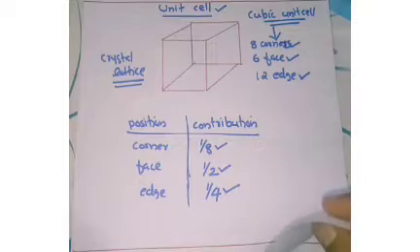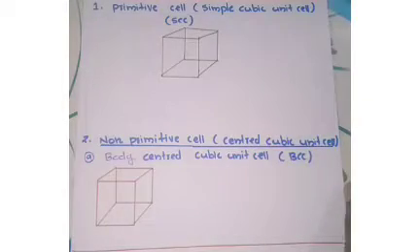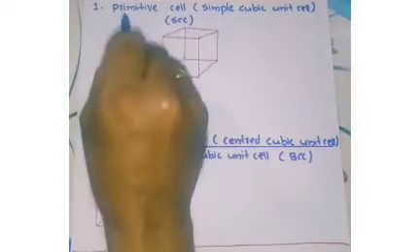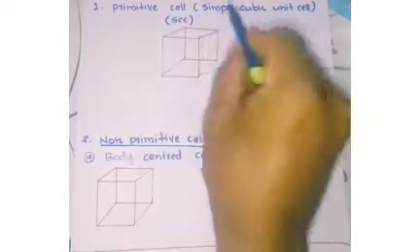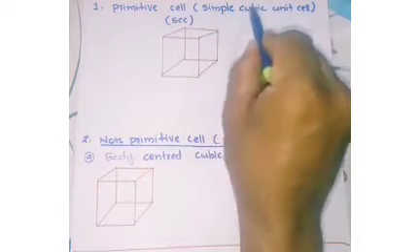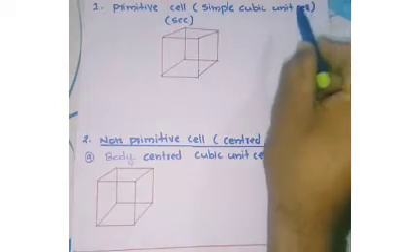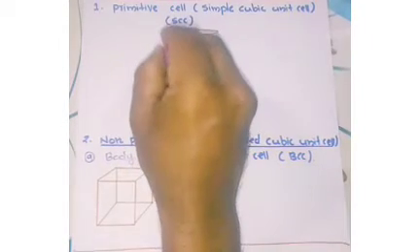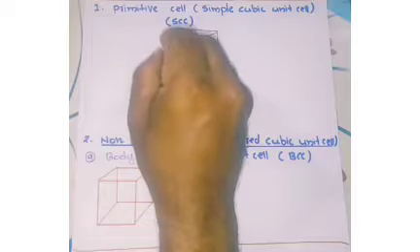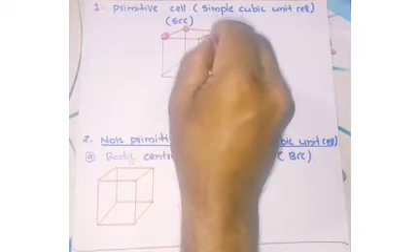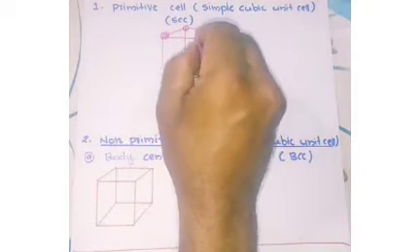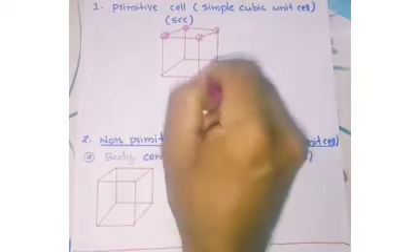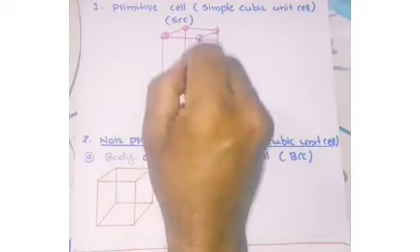Unit cells are classified into, first one, primitive cell or simple cubic unit cell, that is SCC. Here atoms are arranged at the 8 corners of a cube. Clear? 8 corners of a cube.